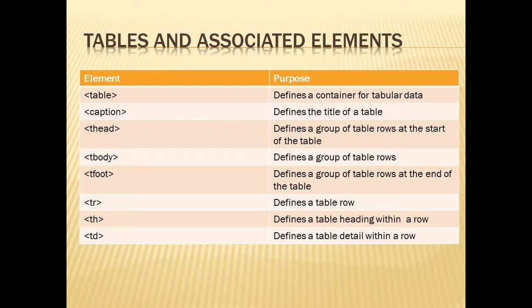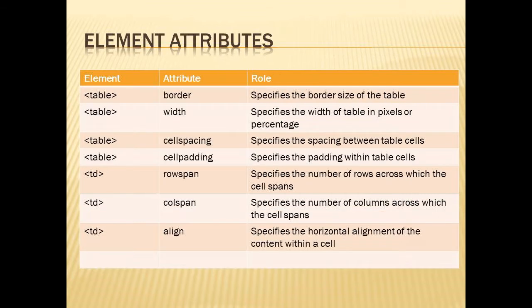We have the tr element, which defines a table row, and that table row might go into the thead element, into the tbody element, or into the tfoot element. We have the th element, which defines a table heading within a row, and we have the td element, which defines a table detail within a row. With this information in hand, let's move on to some of the attributes of these elements.